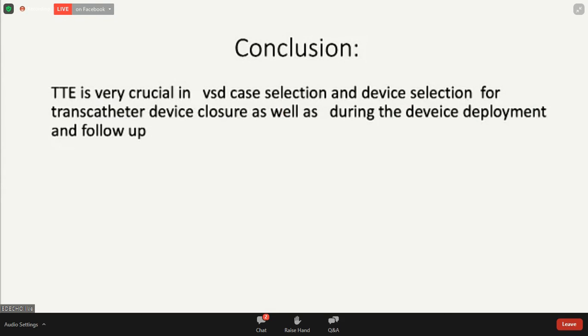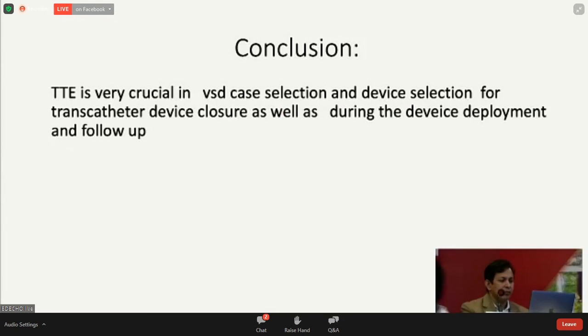In conclusion, transthoracic echo is very crucial in VSD selection and device selection for transcatheter device closure, as well as during device deployment and follow-up.